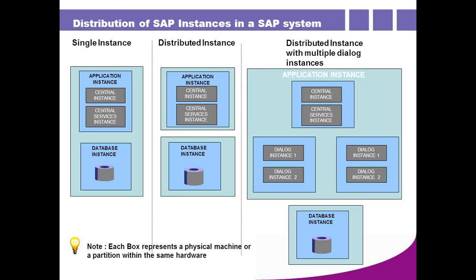Oh, okay. On the third one on the right hand side, the distributed instance with the multiple dialog instances, what's the logic behind assigning instance numbers? How many numbers can we assign here? Can we assign the same number within the same application instance? Yeah, but see here, in the same server, we can't use the same number. 00 to 97, we can use any number, which is not repeated, in the same SID, within the same blue shaded area.